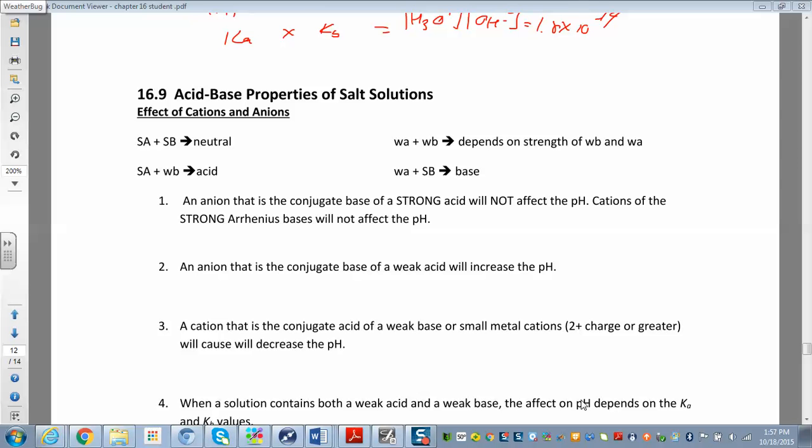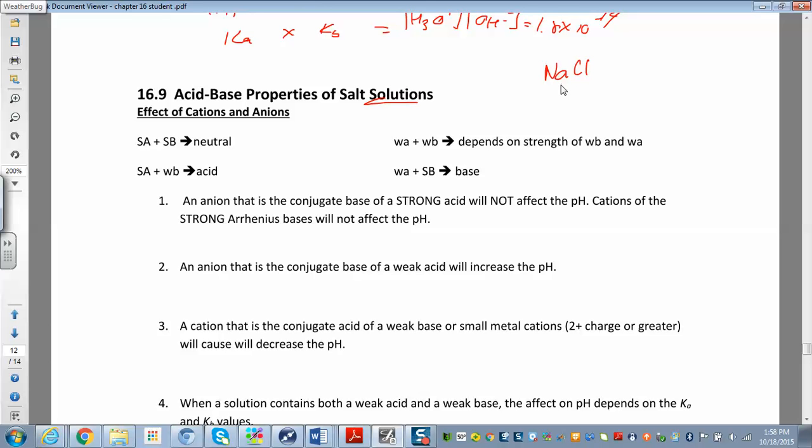Okay, so now we can look at the acid-base properties of salt solutions. The idea here is you're going to take a salt, something like sodium chloride, and we want to be able to predict, when I take sodium chloride and dissolve it in water, what kind of solution am I going to have? Am I going to have an acidic solution, a basic solution, a neutral solution? And just by looking at that salt, trying to figure out what kind of solution it is going to make.